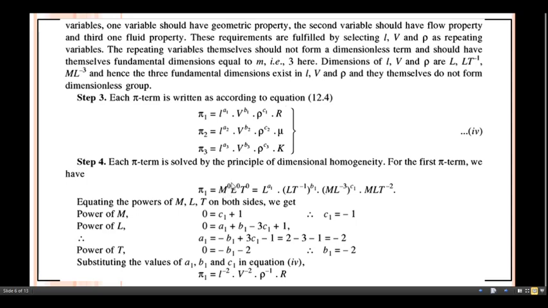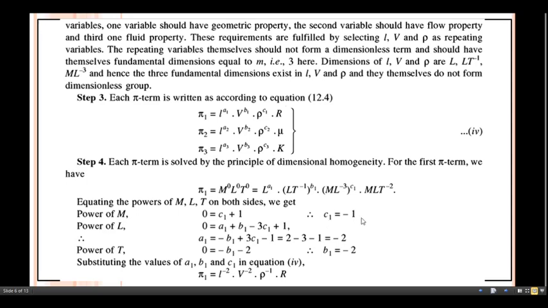Now equate the powers of M. See the power of M towards the left side of this equation: 0. Now see the power of M towards the right side: the power of M is c1 and the power of M is 1. The base is common, so c1 plus 1 will be on the right side, and on the left side the power of M is 0. This is relation number 1. From this we can get the c1 value.